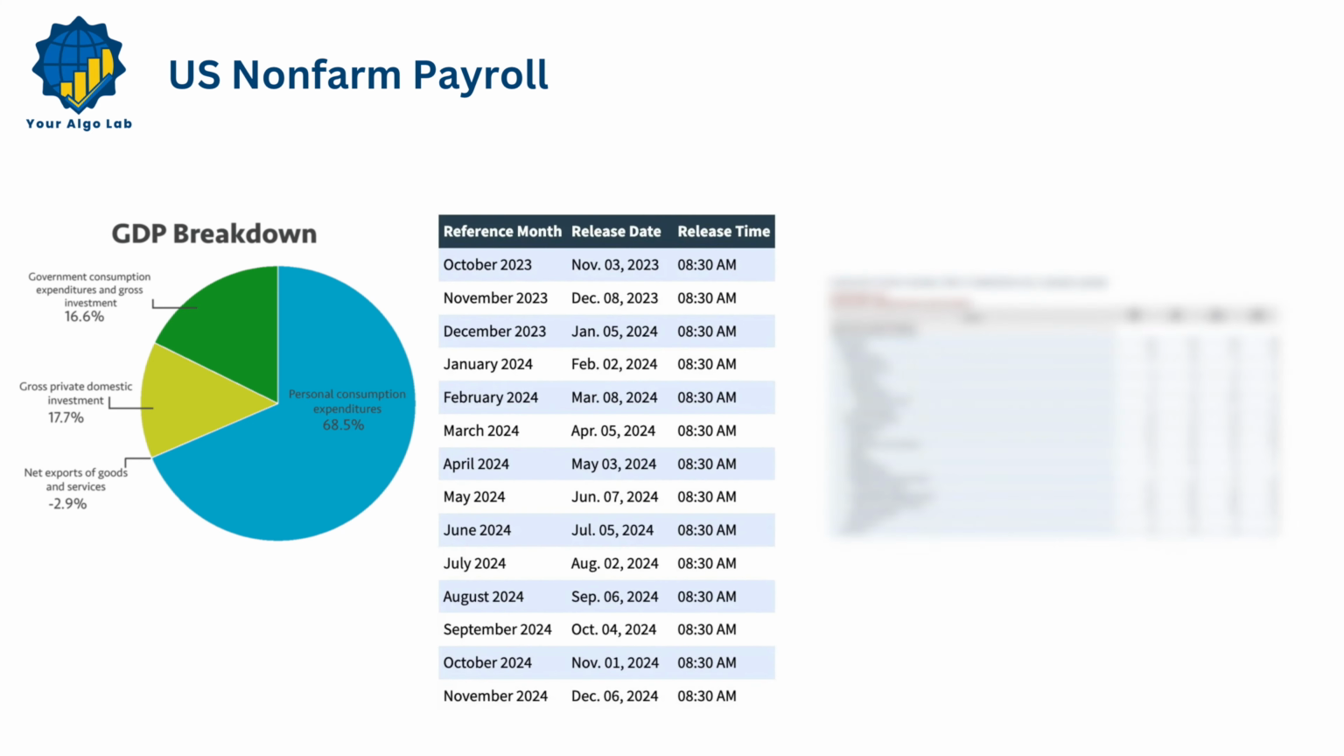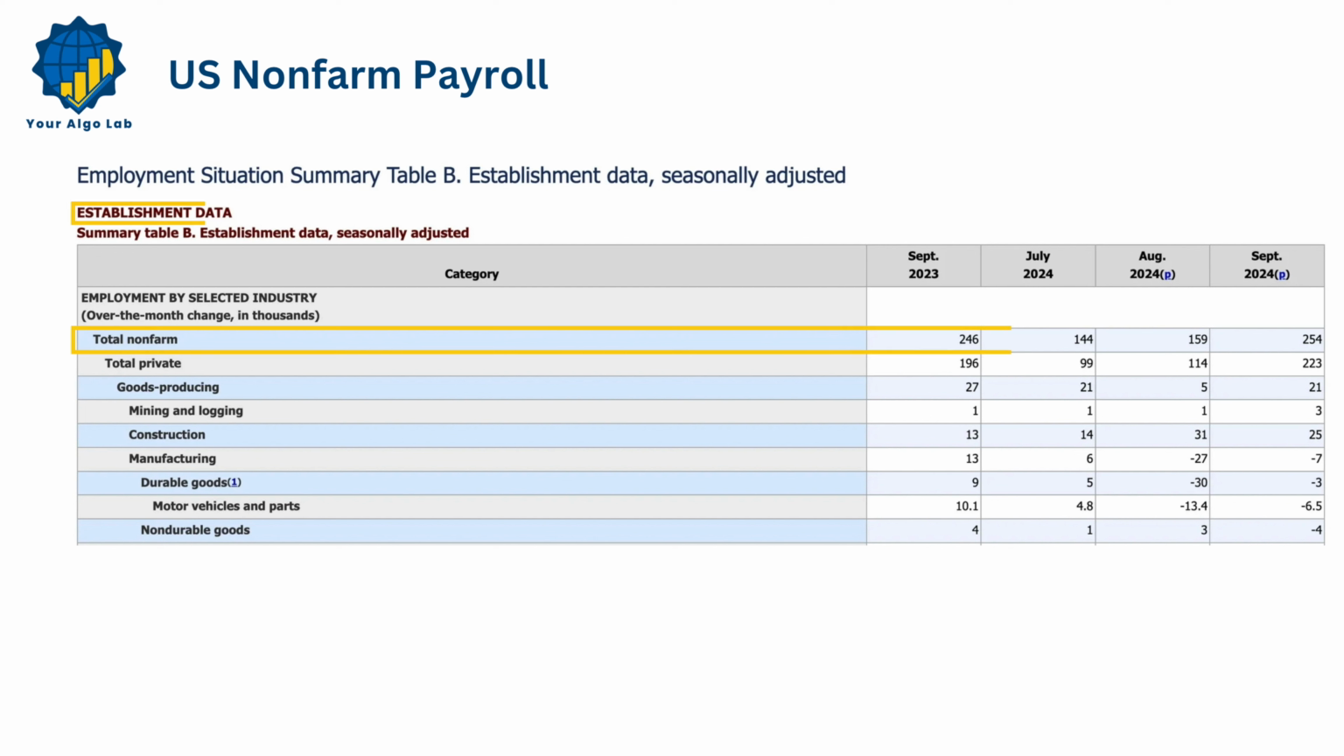The non-farm payroll survey is sourced from business establishments, not households. The Bureau of Labor Statistics, BLS, contacts 440,000 corporate and government work sites. These sites employ over 50 million workers, representing about 1/3 of the total non-farm workforce.